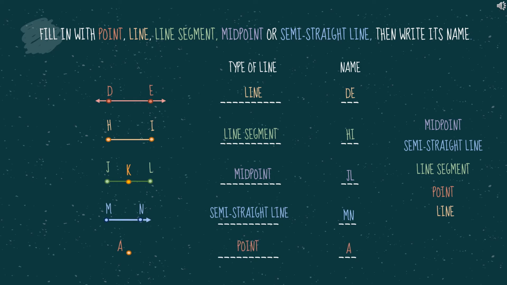Finally, can you see the last one? It's only a point. So the type of line is a point. And the name of this point is A.